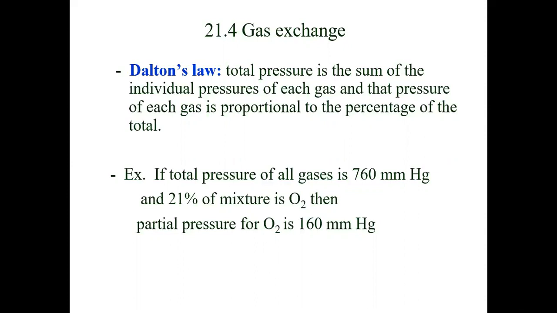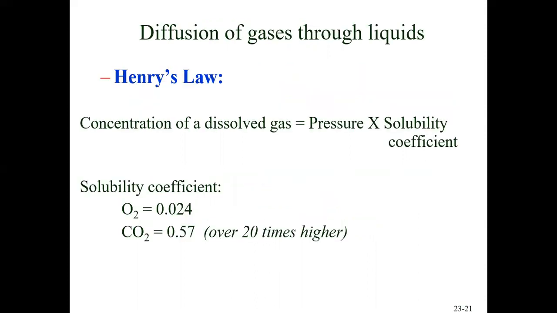And so, for example, if you know that the pressure of the gases in the atmosphere is 760 millimeters of mercury, that's one atmospheric pressure. That would be like the pressure at sea level. And you know that you can measure this. If you knew that 21% of that mixture is actually oxygen, then if you multiply those two, 21% times 760, you could figure out that the partial pressure, the pressure of oxygen in that mixture of gases, is actually 160 millimeters of mercury.